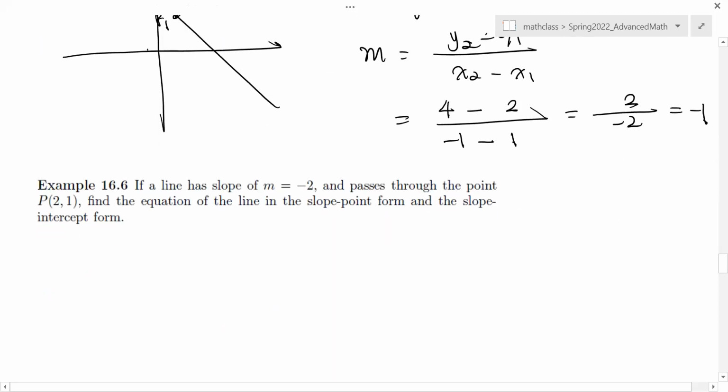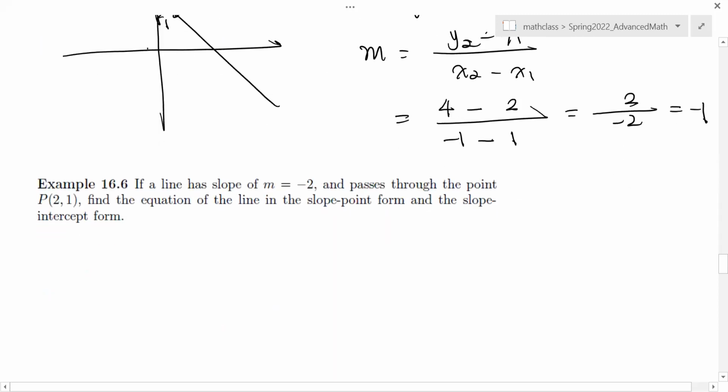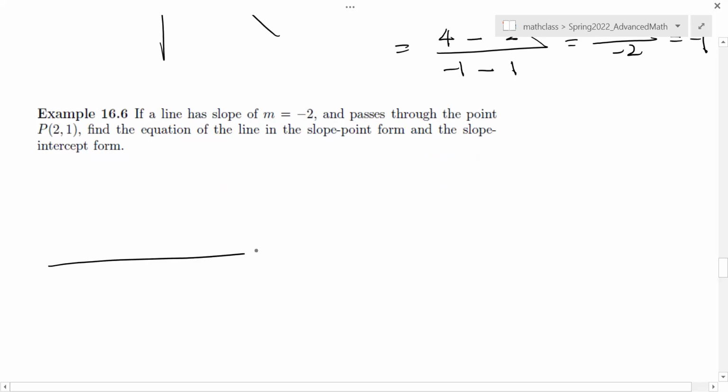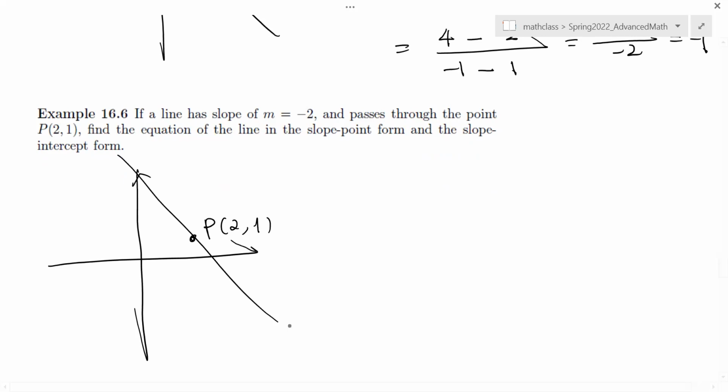So let's try to solve the next problem. If the line has a slope of m equals -2 and passes through the point (2, 1), find the equation of the line in the point-slope form and the slope-intercept form. Okay, we're going to express it in 2 different forms. Let me draw the picture. Here's the point P, (2, 1). I think the slope is -2, looks like that. It doesn't matter, I just sketched it like that.